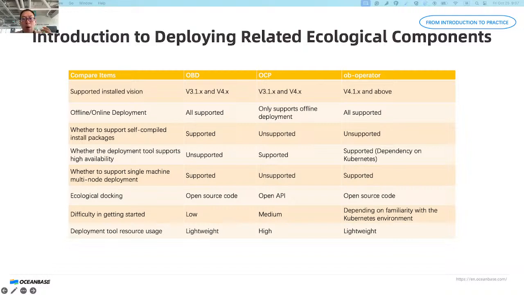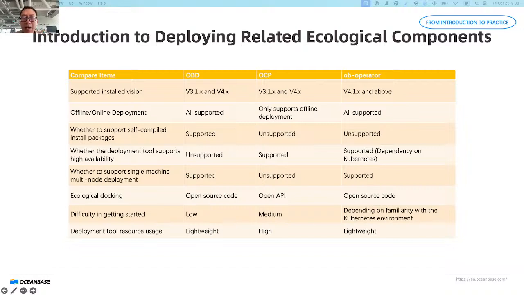Here is whether the deployment tools support high availability. OBD does not support it because it's a CLI tool and it doesn't support high availability. OCP supports it because it can deploy a multi-node environment to achieve high availability. The deployment of OB operator depends on Kubernetes. If the Kubernetes has high availability, then OB operator also has it.